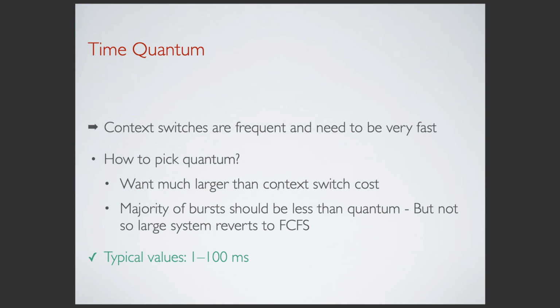So the quantum should be larger than the context switch. The context switch should be kind of insignificant. And the majority of the bursts should be less than the quantum, of course. So you look at the programs, how long they take to execute. If you have the entire program fitting in one quantum of time, that's not a good use either. So the typical value in an OS is between 1 and 100 milliseconds, depending if you want to have real time or not. But it's usually around those lines.